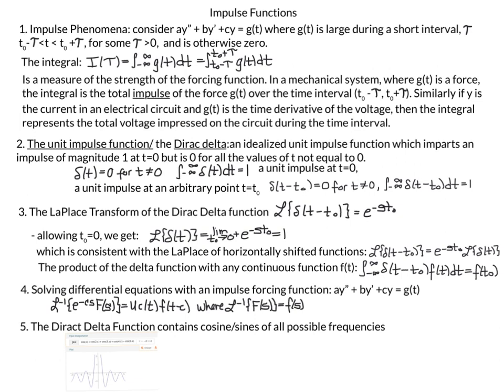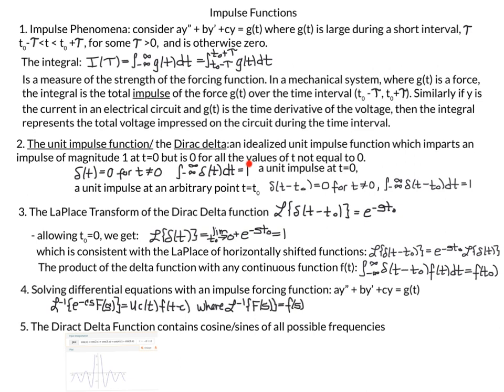Next, we will look at the unit impulse function called the Dirac Delta. And the Dirac Delta is defined by these two equations here. That is, the Dirac Delta of t is equal to 0 for t not equal to 0. So the only non-zero portion of the Dirac Delta is at t equals 0. And the second formula that defines the Dirac Delta is that when we integrate from negative infinity to infinity, we get 1.